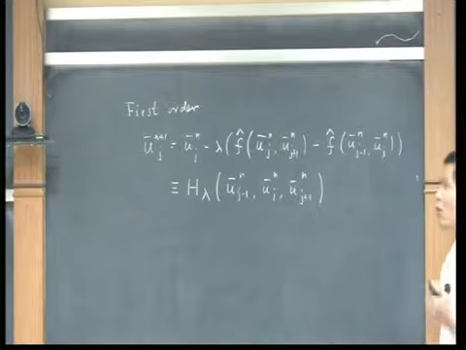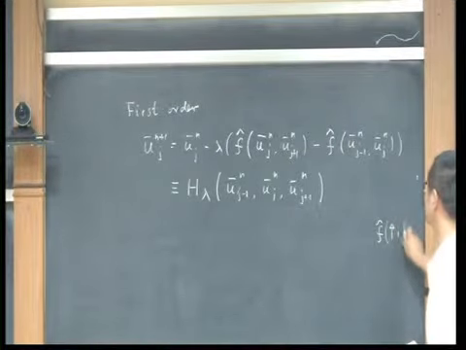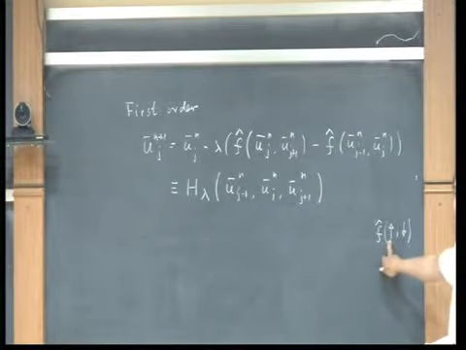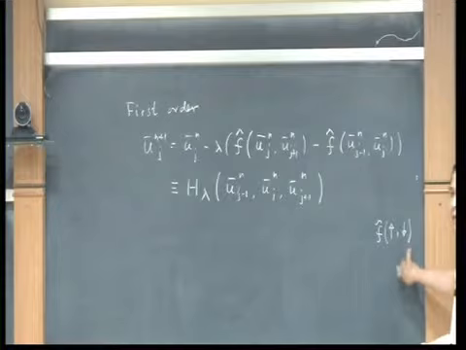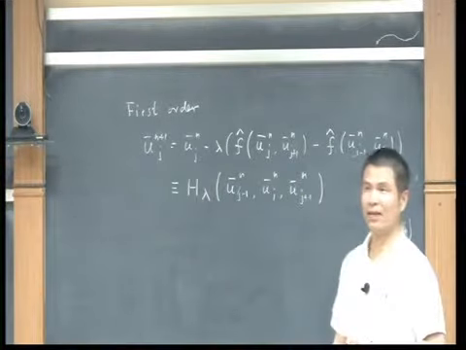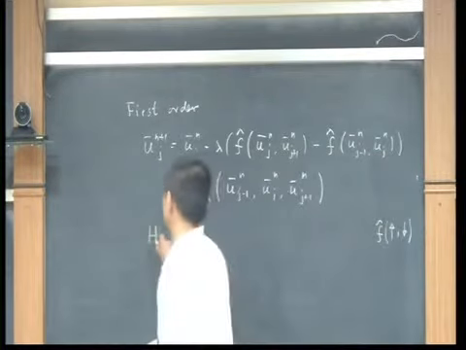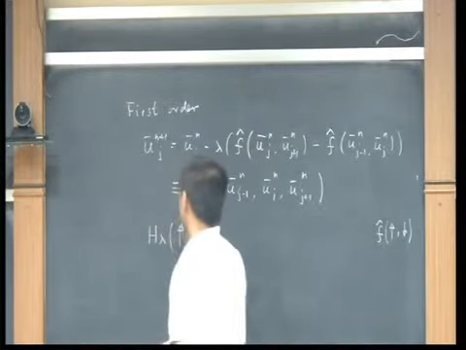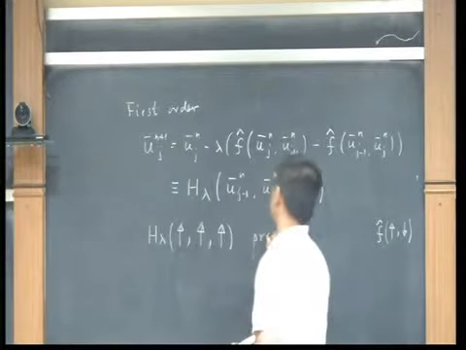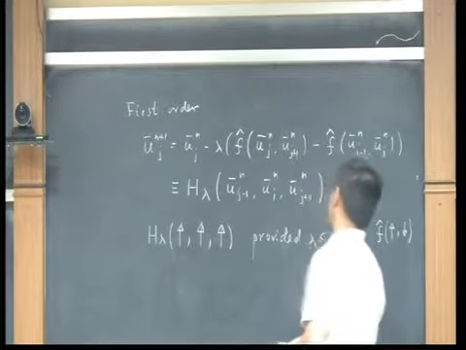Okay. So we know that f hat is such a function. f hat is increasing in the first argument, decreasing in the second argument. Now, how about capital H lambda? Capital H lambda, I claim, is an increasing function of all three guys, provided lambda is sufficiently small.